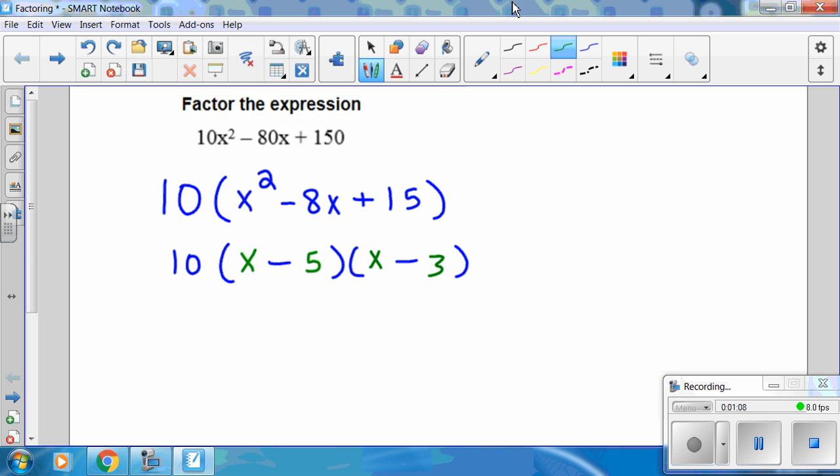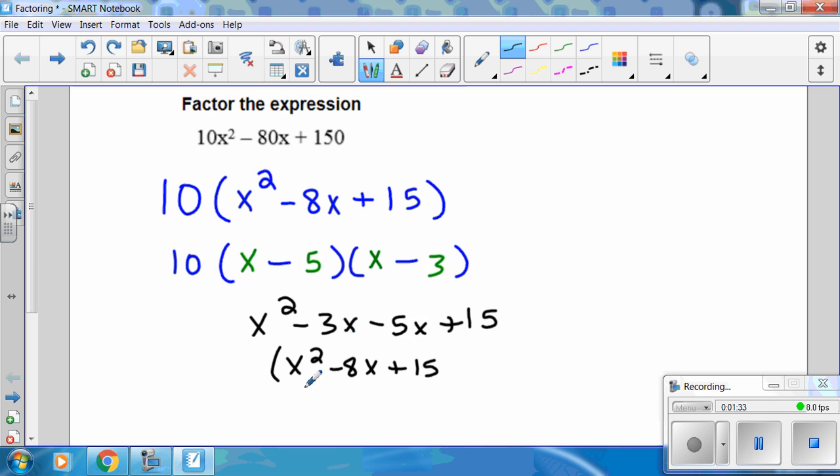If I want to check, I can multiply this back out. Let's take x times x, x squared, x times negative 3. That's going to be negative 5x, and then negative 5 times negative 3 is positive 15. Combine the negative 3x and negative 5x, you get negative 8x plus 15. And then we're going to multiply all that by the 10.